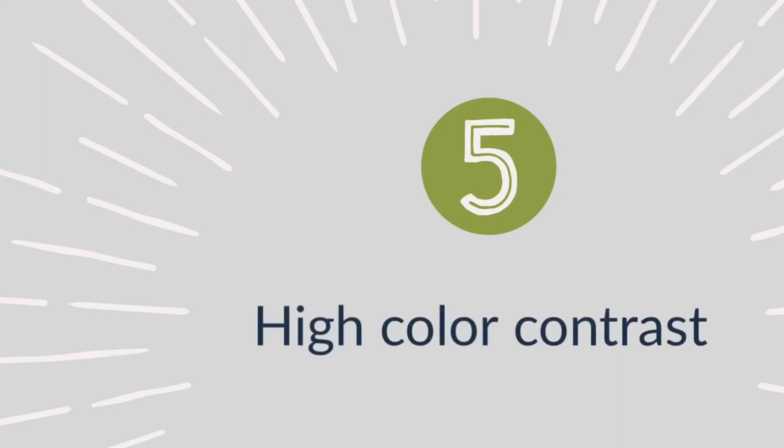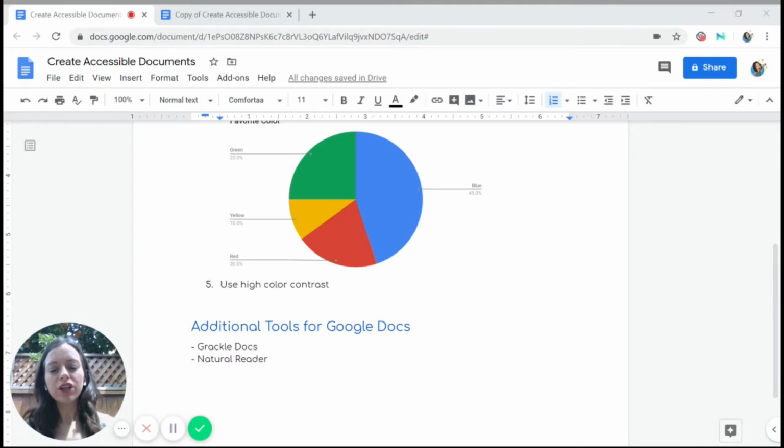My last tip is how to use color contrast appropriately and effectively in a document to make sure that it's accessible. Whenever you're using different colors within your document, you want to make sure that there's a high contrast between what's in front and what's in back, so that it's very easy to see and read the content of your document.